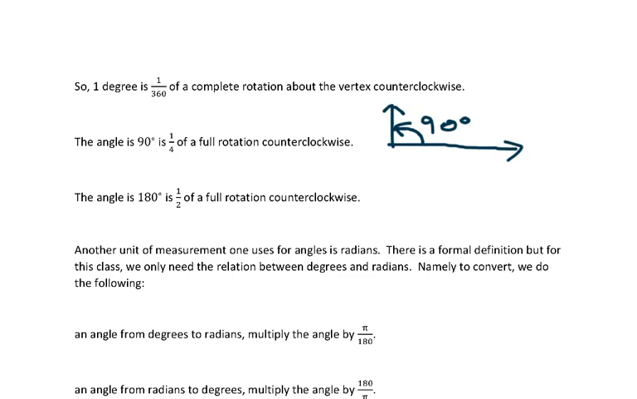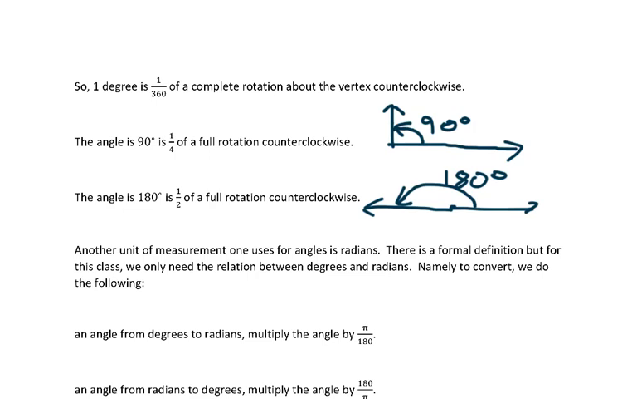180 degrees, that is when you do an about face, so to say. It's half of a full rotation. So, in other words, the terminal side and the initial side, they're going to be opposite. They're going to be facing opposite directions.